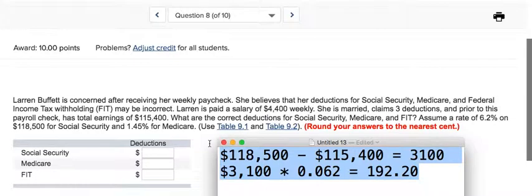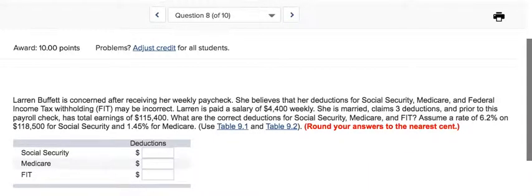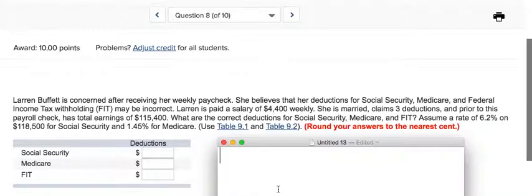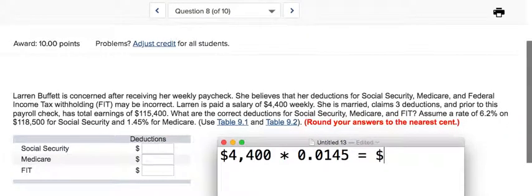Second part, the Medicare tax is pretty straightforward. Medicare tax for the week is just going to take the gross weekly pay of $4,400 and multiply it by 0.0145, the 1.45% Medicare tax. Multiply those two, and this one gives us $63.80. You'll have a different number because you'll have a different weekly payment amount, but that's what goes for the Medicare part.